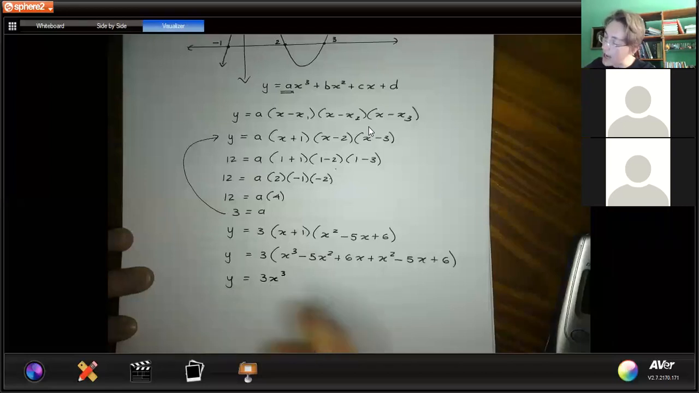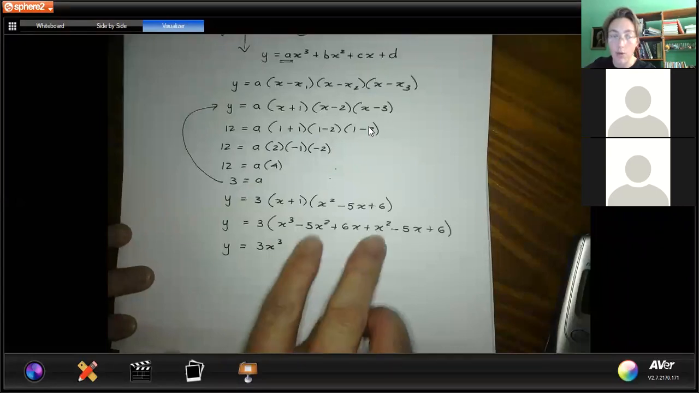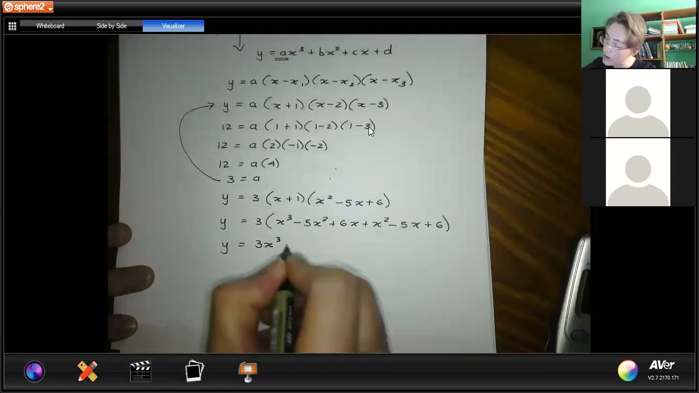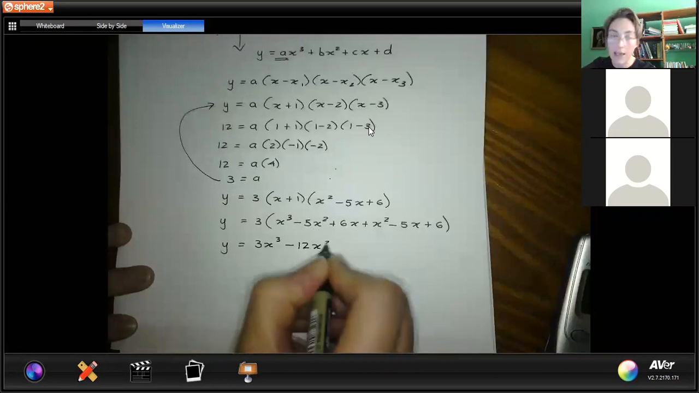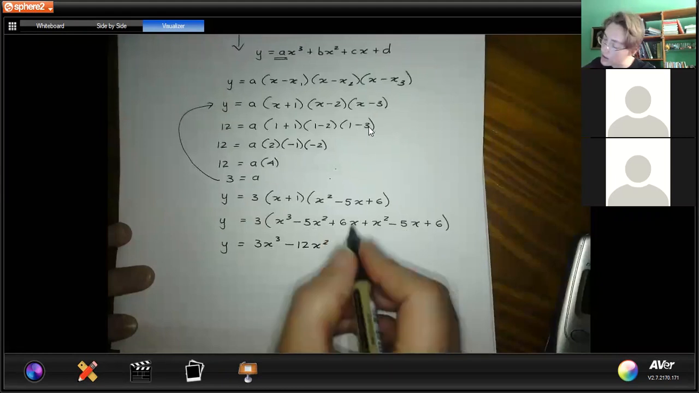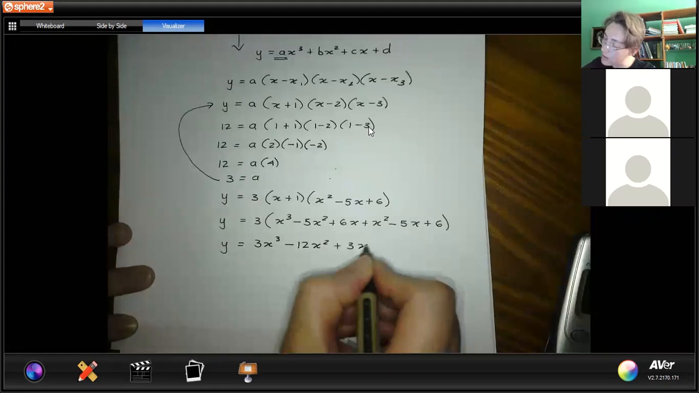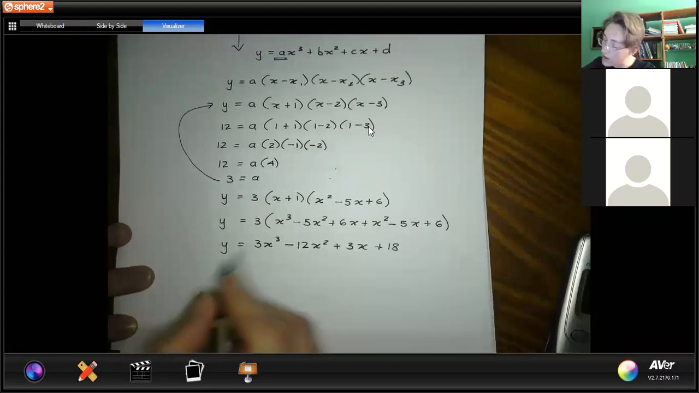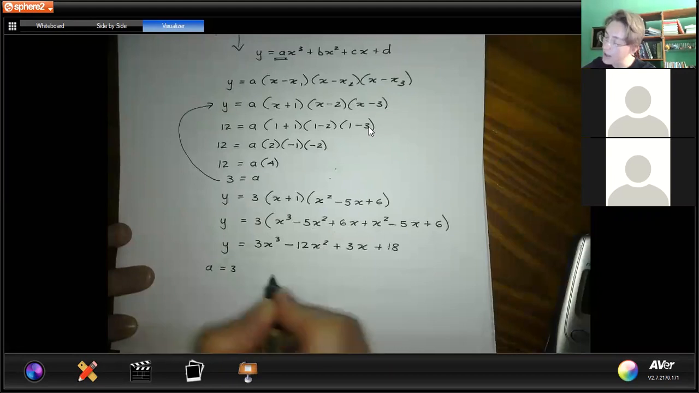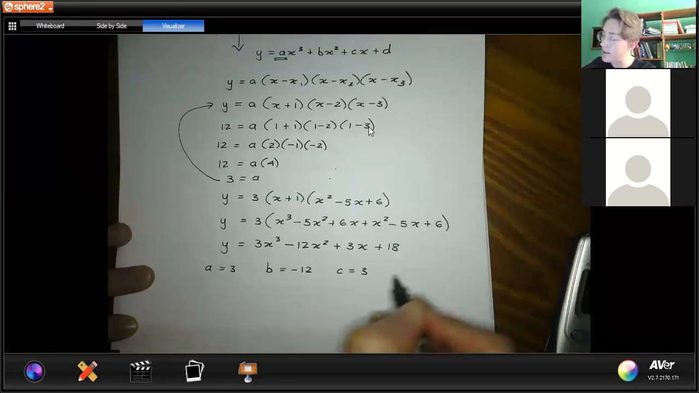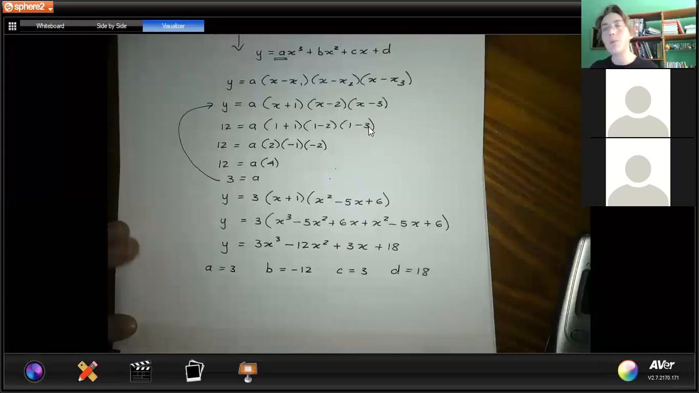Then I am going to just add these like terms together. So I'm going to go minus 5x squared plus x squared is minus 4x squared times 3 is minus 12x squared. And then over there I've got 6x minus 5x, which is x times 3, which is plus 3x. And then lastly I've got 6 times 3, which is 18. So now I can finally go and say, so A is 3, B is negative 12, C is 3, and D is 18. Because please remember to read the question.